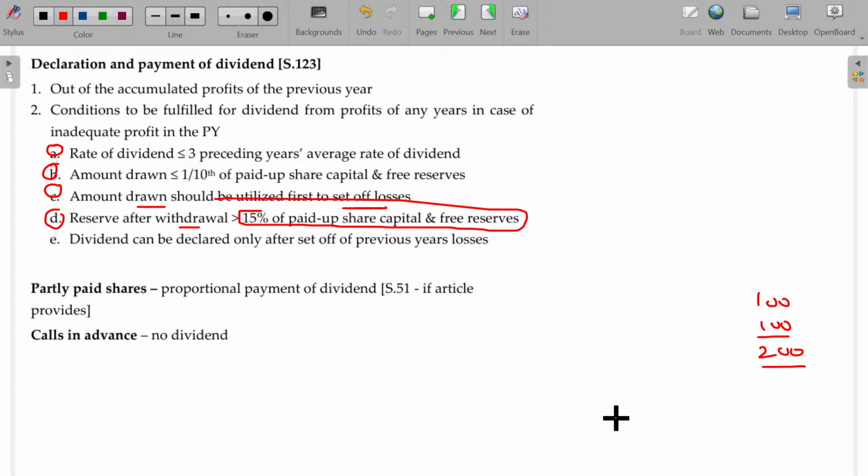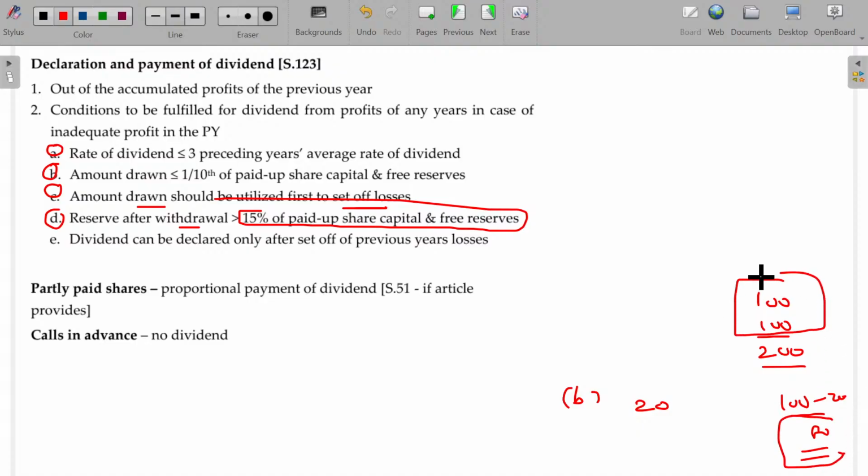So how much you are allowed to withdraw as per point number B? Point number B, 1/10 can be withdrawn, 20 rupees. And after withdrawing this, reserve 100 minus 20, you have how much? 80 rupees. This 80 rupees should be how much? Should be more than 15% of this value. More than 15%. Okay. You have to verify after withdrawal, the amount available should be more than 15% of the paid up and free resource.